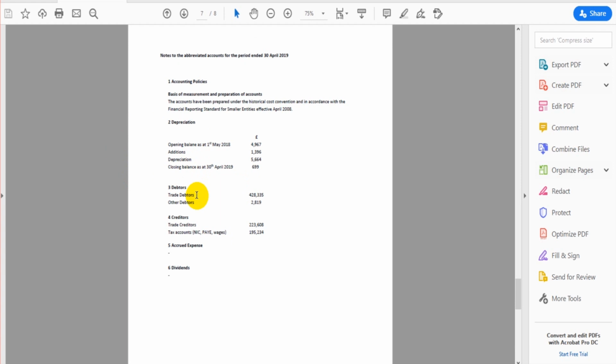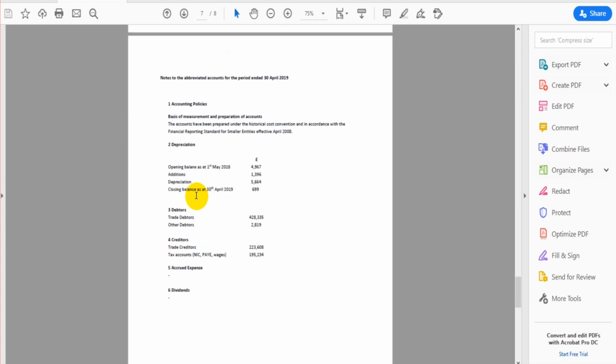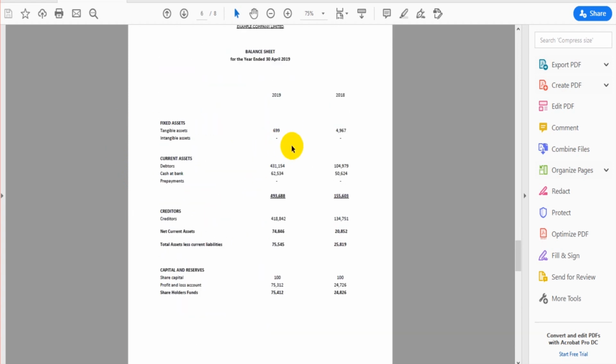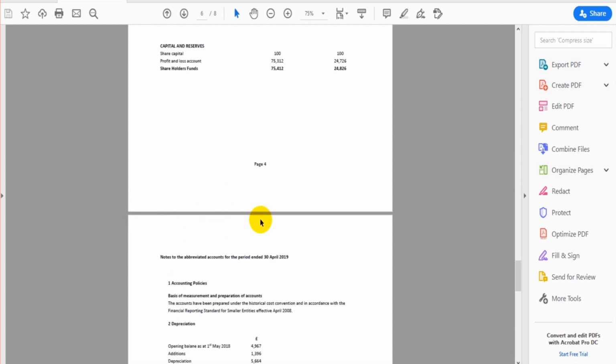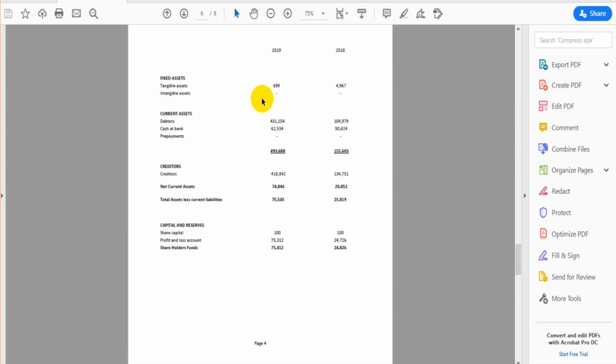Usually these notes contain broken down figures that have been stated on the balance sheet. For example, you'll have an asset figure. In the notes, you'll have how that asset figure has been calculated, which is generally the asset figure from the previous year, plus any additional assets purchased in the year, minus the depreciation. That will give you your asset figure 699, which is then posted to the accounts.